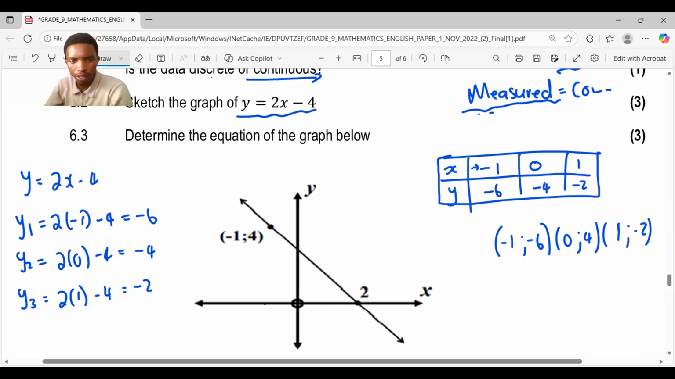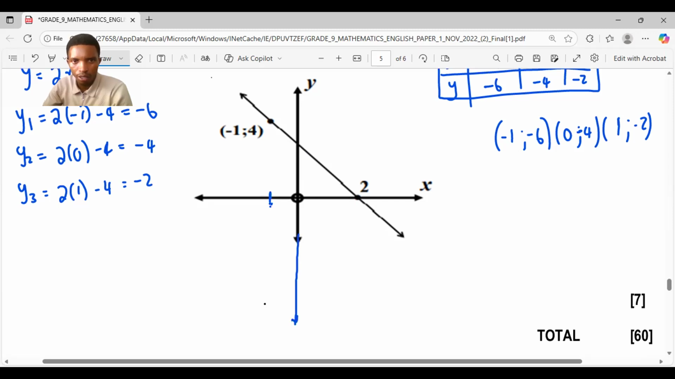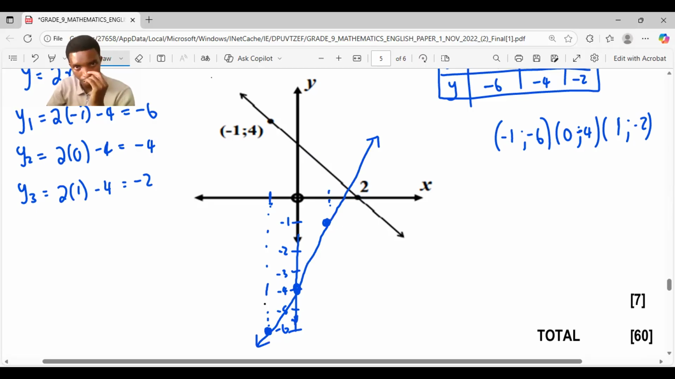So you simply go to your graph and look for -1. -1 is here, and then -6. So let's say it's -1 here, -2, -3, -4, -5, and -6. Your first coordinate is going to be at that point. The second coordinate is at 0 and -4, so that coordinate is going to be there. And the last one is 1 and -2. Then you just connect your dots and draw your line there. So that's how your graph is going to look. Are we clear?